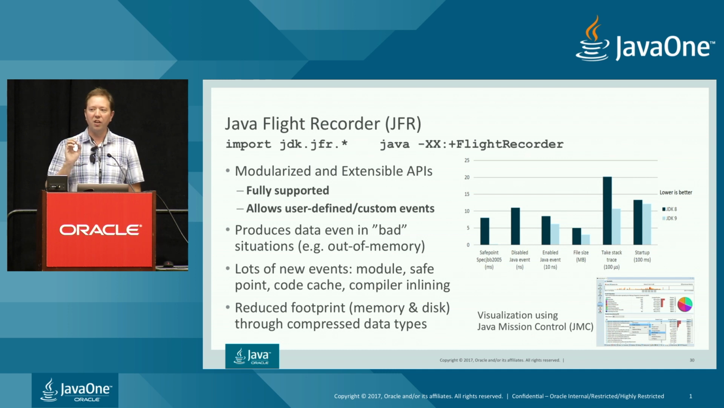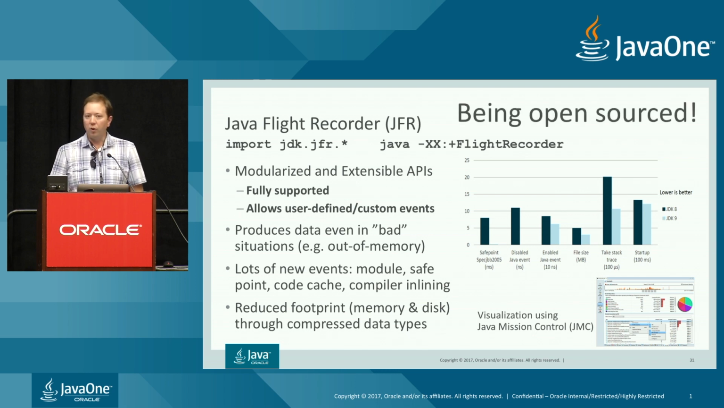So basically, the goal is to have it default on and always collect all this data. And we also have some visualization help to show that. And again, we're using this internally to drive development. JFR is also being open sourced. Again, we want to try to do that as quickly as possible, but no quicker.